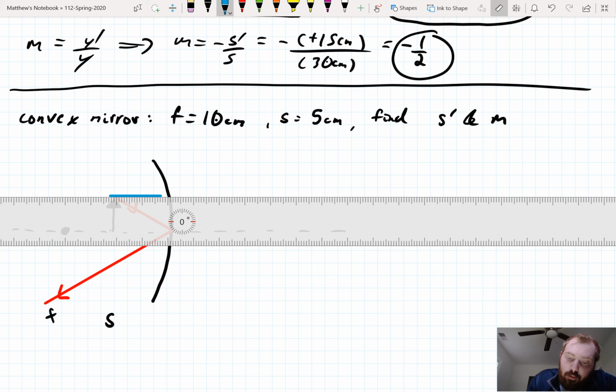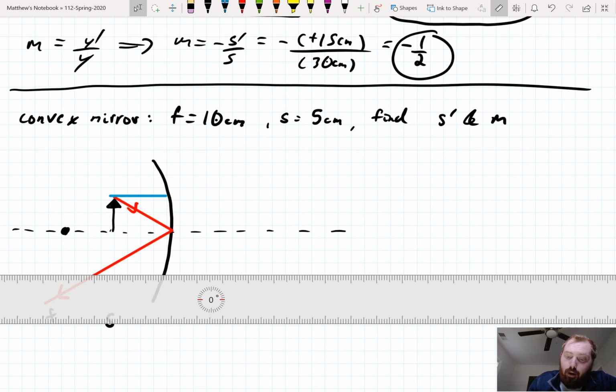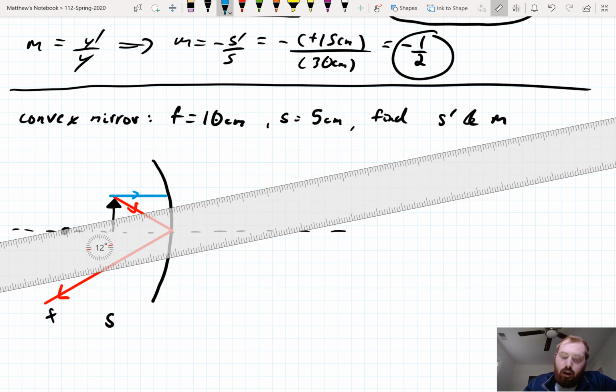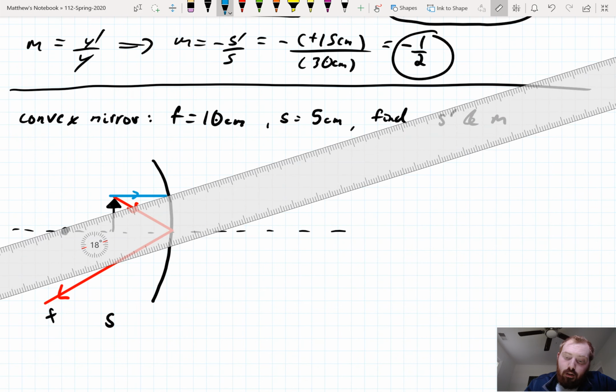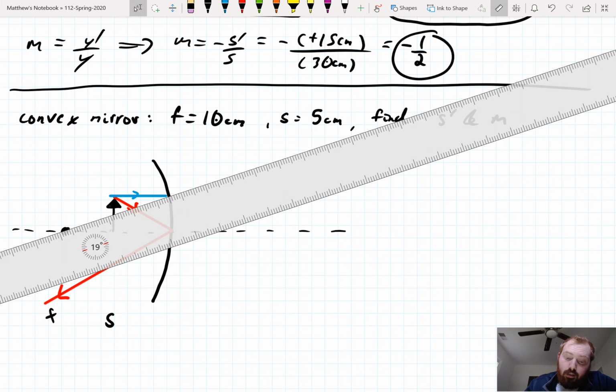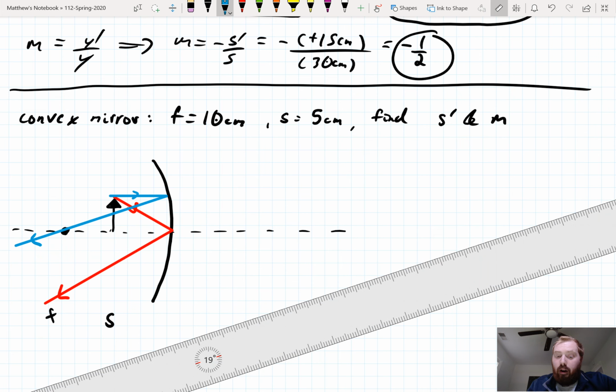So shoot in that ray, and then bounce it to the focal length. Turns out it's going to be about 19 degrees for this problem. So there's our rays going off to oblivion.